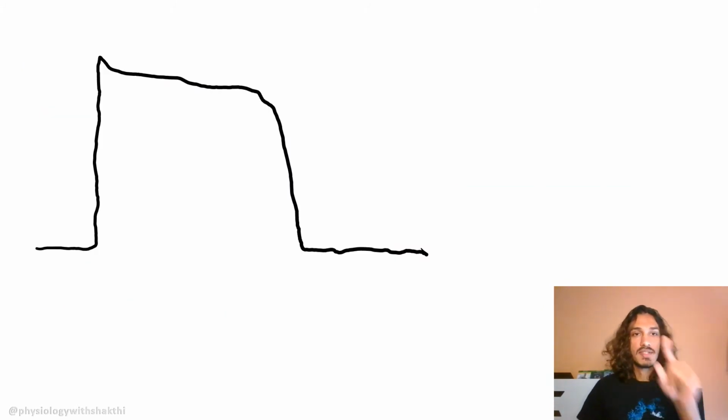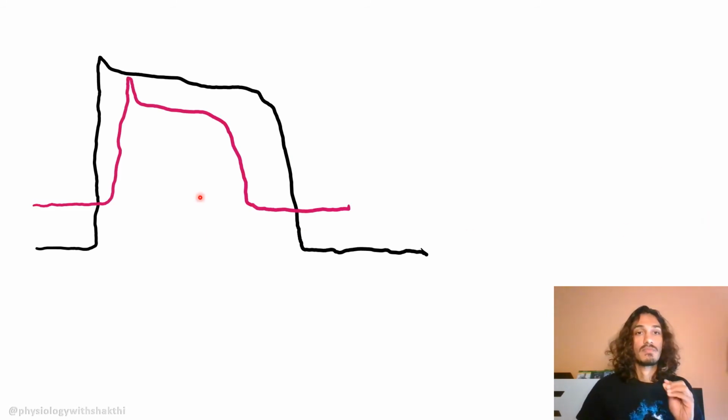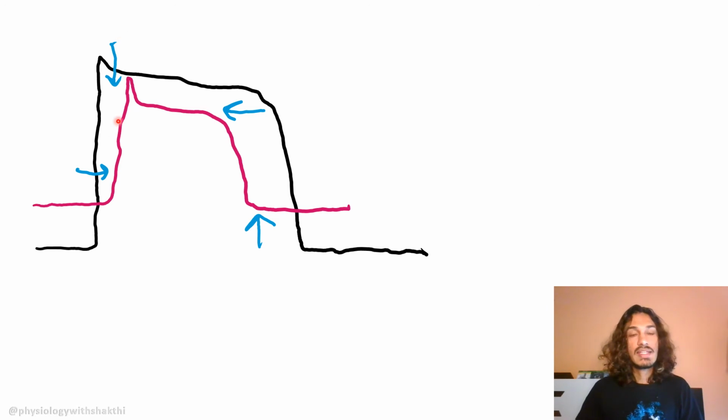So this is a normal ventricular action potential, and to this ventricular action potential, because of MI, it comes out like this. So what happened here? Early repolarization. What happened here? RMP decreased, and a delayed depolarization. So these are changes that happen because of MI.